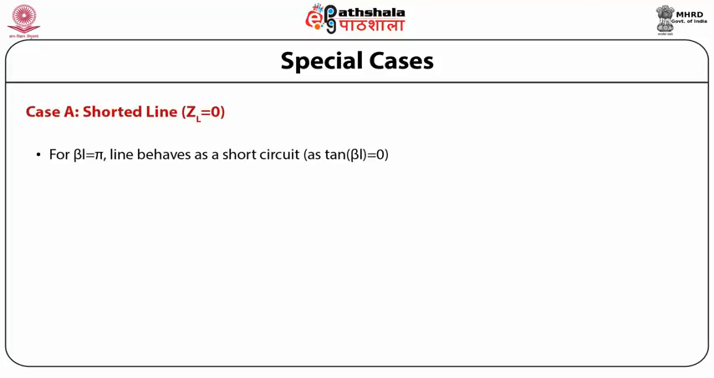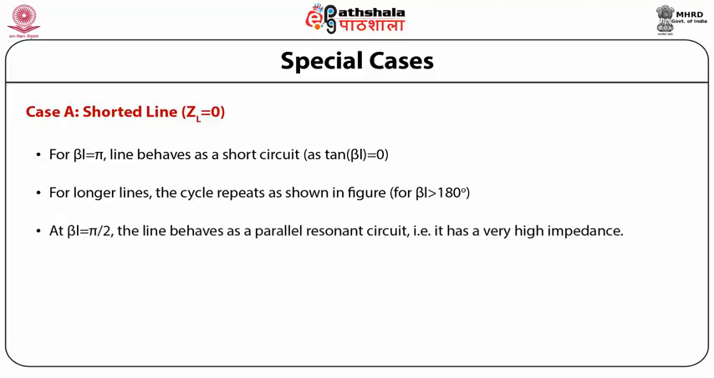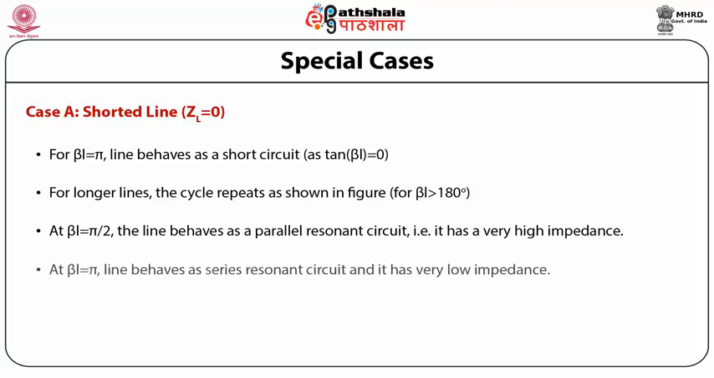For beta L equal to pi, the line behaves as a short circuit as tan of beta L equals 0, which is shown in this figure, and for longer lines, the cycle repeats as shown in this figure for beta L greater than 180 degrees. Now at beta L equal to pi by 2, the line behaves as a parallel resonant circuit, that is, it has a very high impedance. At beta L equal to pi, the line behaves as a series resonant circuit and has very low impedance.